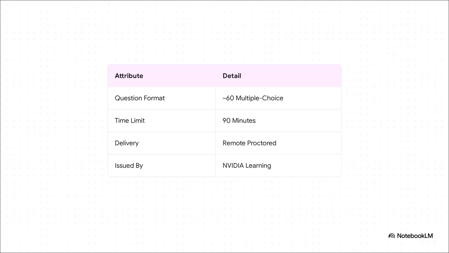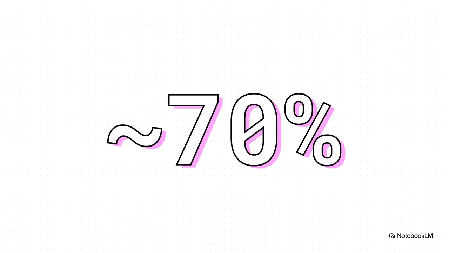So let's quickly look at the exam itself, the nuts and bolts. You're looking at a 90-minute multiple-choice test with about 60 questions. And the best part? It's remotely proctored, so you can take it right from home. It makes the whole process so much more straightforward. And here's the number to keep in mind. The passing score is usually right around 70%. Now, what does that tell us? It tells us that, yeah, it's a serious exam and you need to know your stuff, but it's absolutely achievable for anyone who prepares the right way.